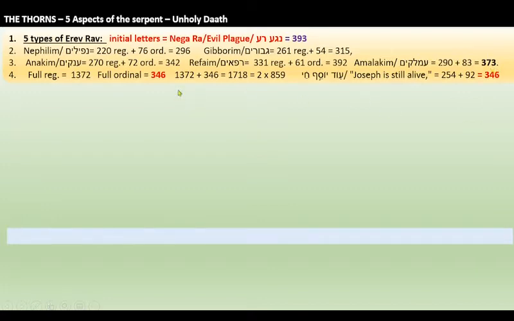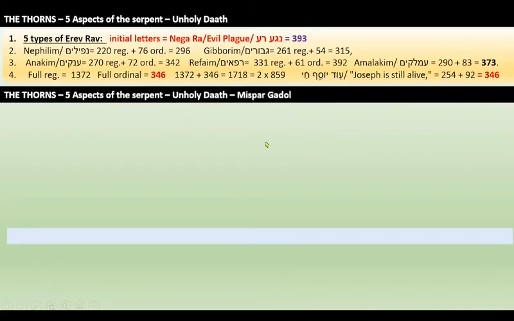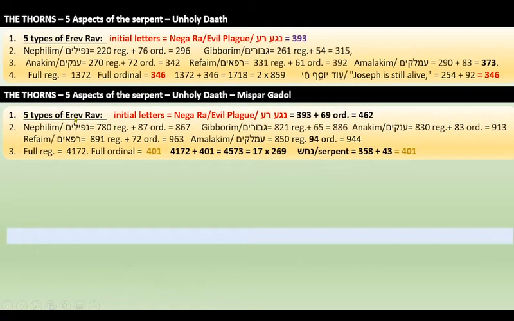In order to overcome this serpent, we have got to be in possession of this truth and everything that that means: Od Yosef Chai, connected to the entire revelation of the concept of Mashiach ben Yosef. Okay, and this is what helps us to defeat this unholy serpent. And then we've got the Mispar Gadol of the unholy serpent, because we're dealing with Sofit letters. Okay, so we've got Mispar Gadol ordinal.